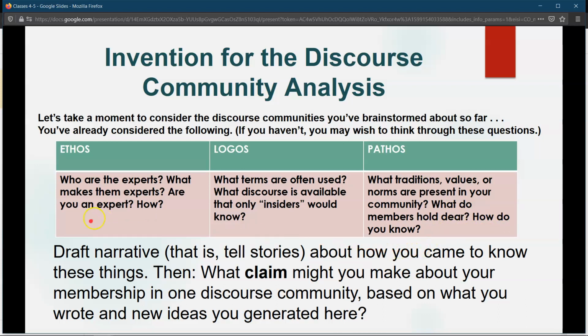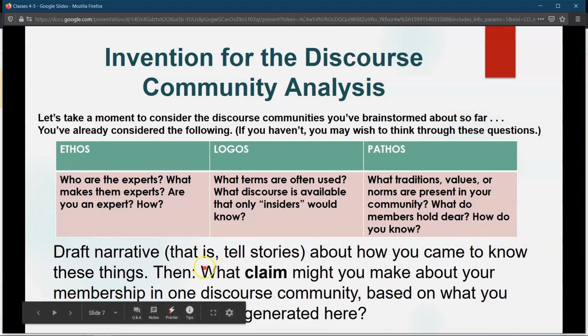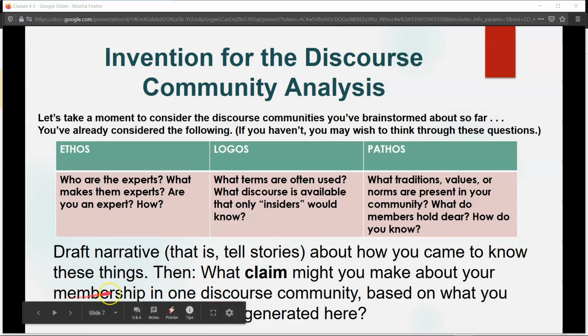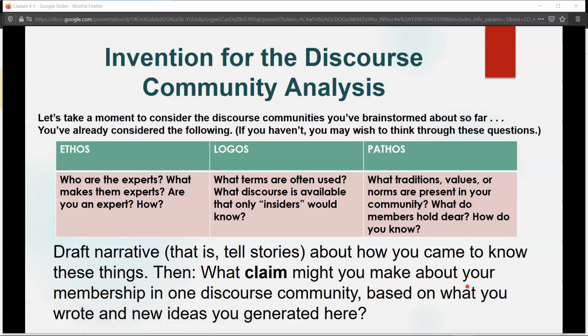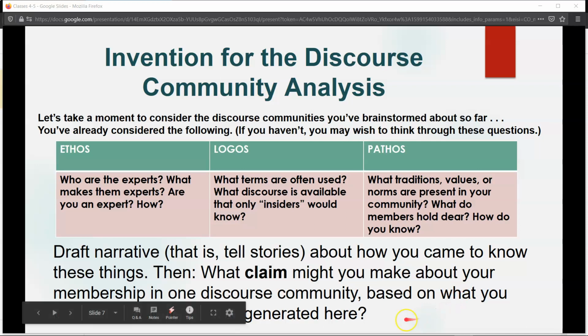And then from there, I would suggest drafting your narrative, that is, tell a story about how you came to know about these things. Then, what claim you might make about your membership in one discourse community based on what you wrote and new ideas you have generated through this writing exercise.